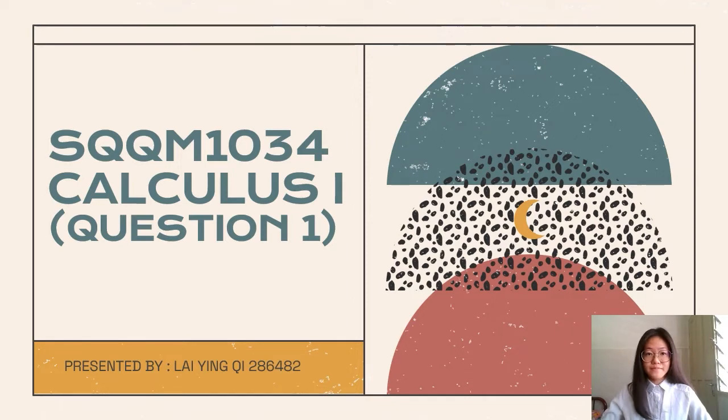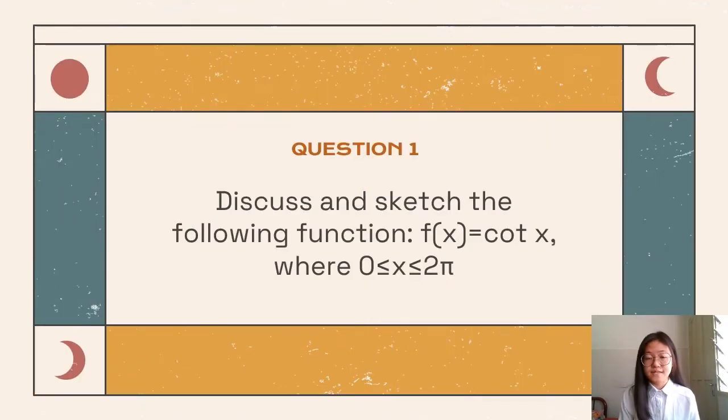individual assignment. In this question, we are required to sketch the function f(x) = cotangent x, but before we can sketch it, we have to find other information that can help us to sketch the graph.